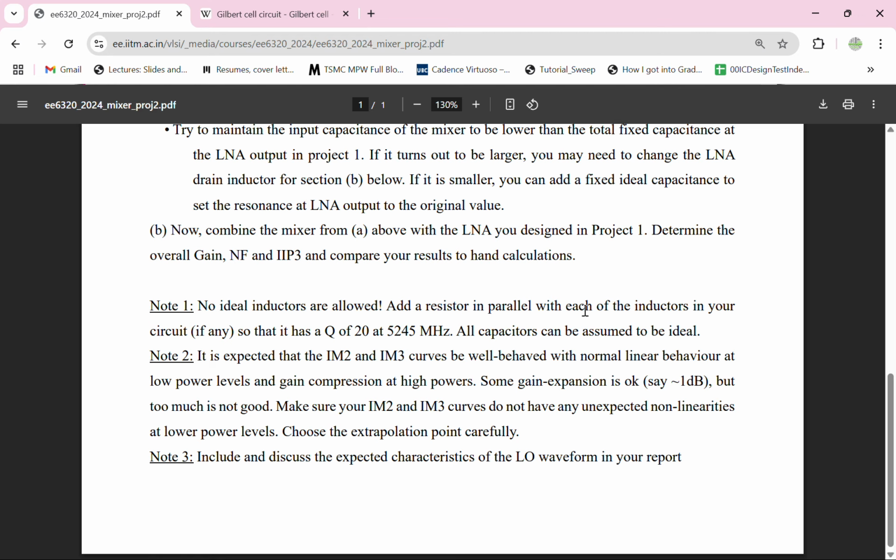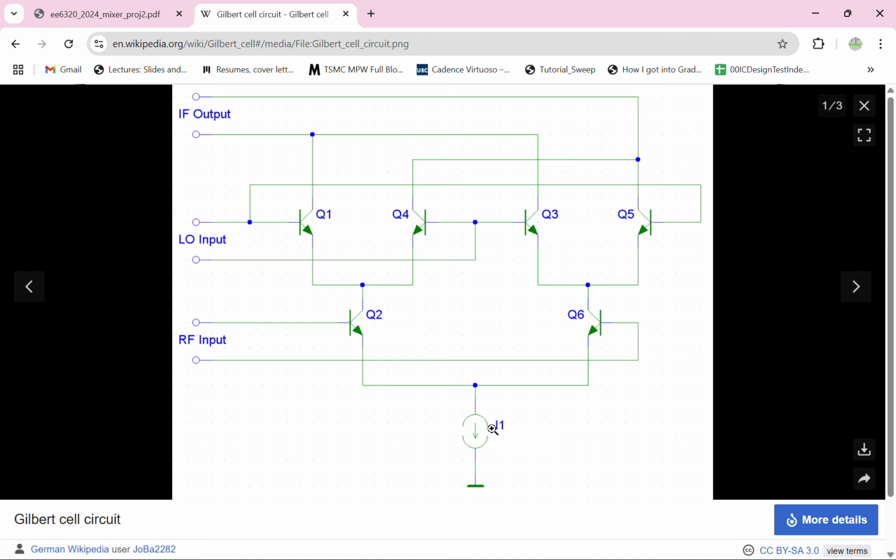So now we shall look at the schematic of a Gilbert cell mixer. So this is a Gilbert cell mixer, double balanced fully differential Gilbert cell mixer. The LO input is applied here. This is the LO plus and this is the LO minus. And similarly, the RF input is also applied here. This is RF plus and RF minus. And the IF output is taken here.